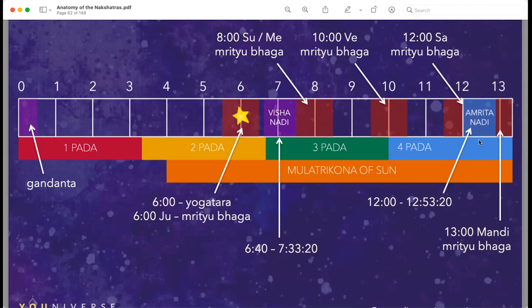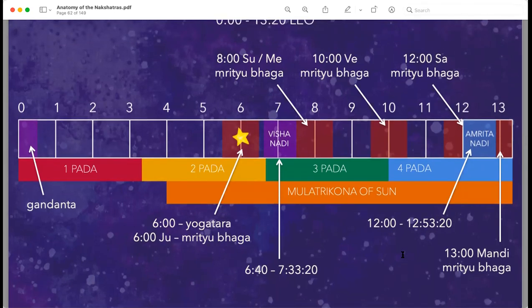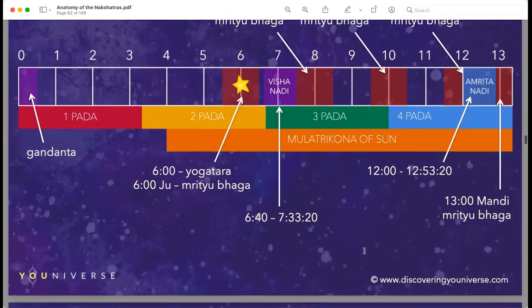And this is the nice nourishing part, Amrita Nadi, 12 degrees to 12 degrees 53, which is very nourishing. But you can see that every planet has got difficult degrees. 8 degrees for Sun, Mercury in Leo is difficult. 10 degrees for Venus, 12 degrees for Saturn, and also Jupiter struggles at 6 degrees of Magha as well. So even though it's a Yogatara, it's not very good for Jupiter. And I'm not going to discuss that because I don't really use Mandi.